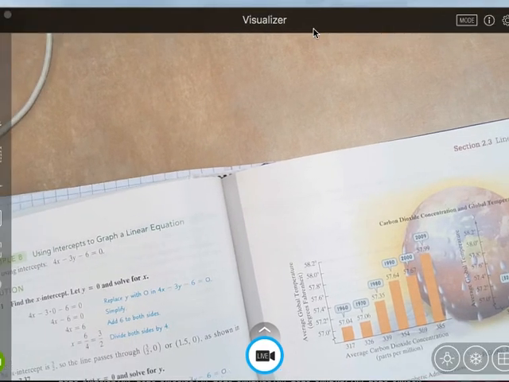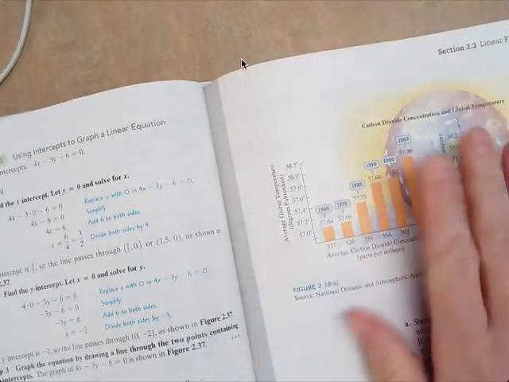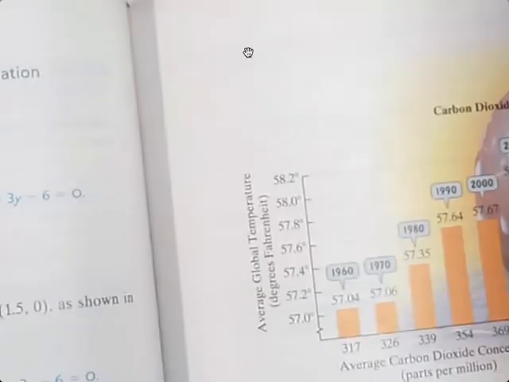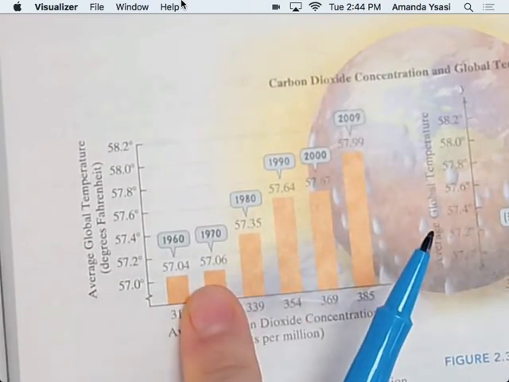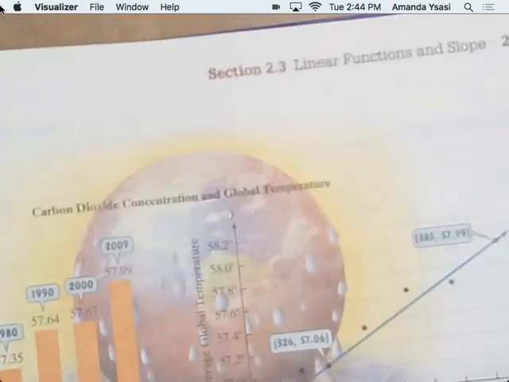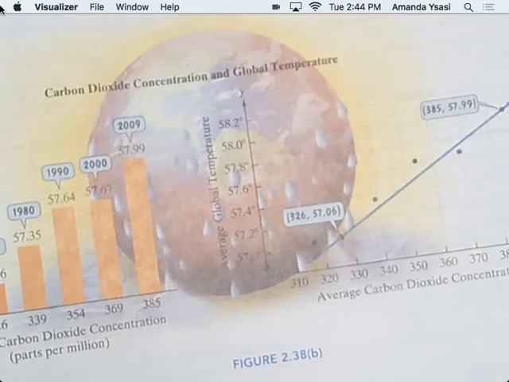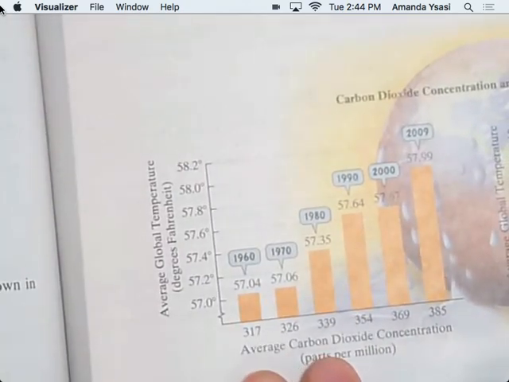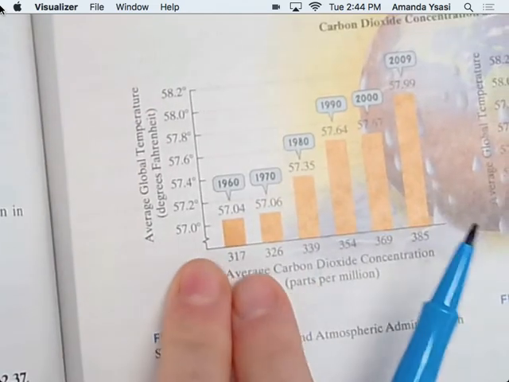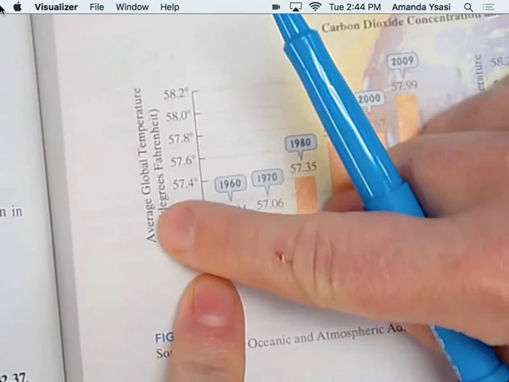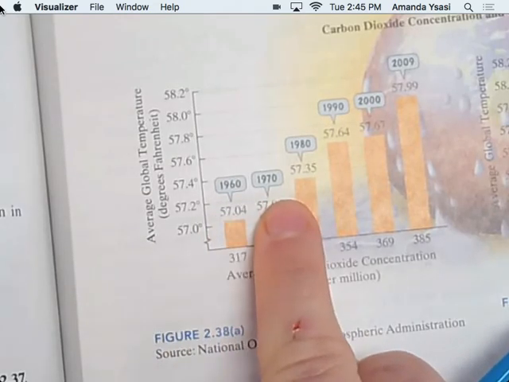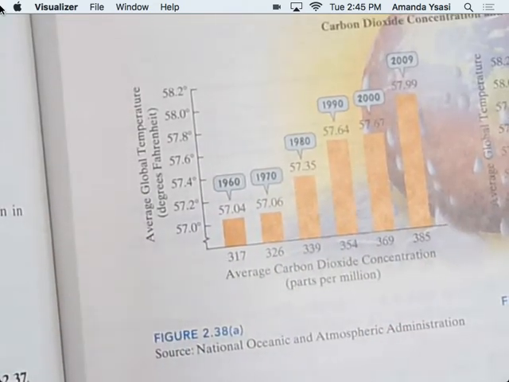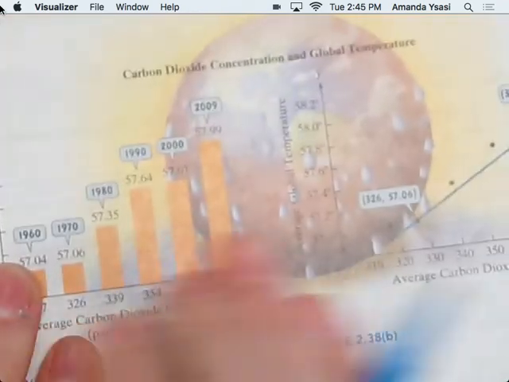Okay, the last problem in 2.3 that I want to go over with you is on page 265 in y'all's textbook. This gives you a bar graph, and what you can do with this bar graph is translate it into a function by putting these as points. This is average carbon dioxide concentration in parts per million, 317 parts per million, and this was average global temperature in degrees Fahrenheit. This is dealing with 1960, 1970, 1980, and so on. So this is this data transferred into a scatter plot.